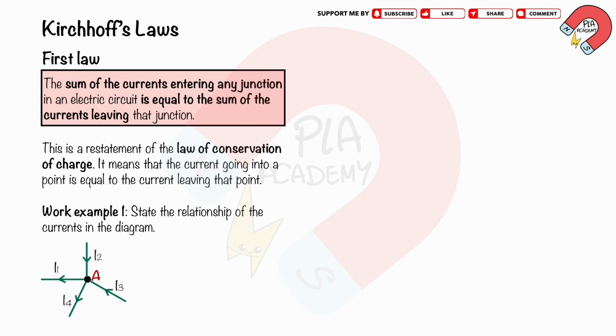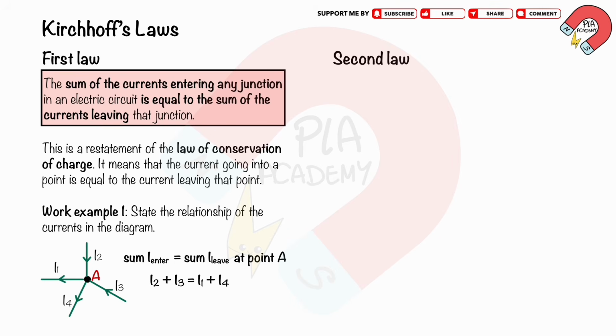Worked example 1. State the relationship of the currents in the diagram. The sum of the currents entering a point A is equal to the sum of the currents leaving point A. We see that the currents I2 and I3 are entering the point A, and the currents I1 and I4 are leaving the point A. So, we get I2 plus I3 equals I1 plus I4.